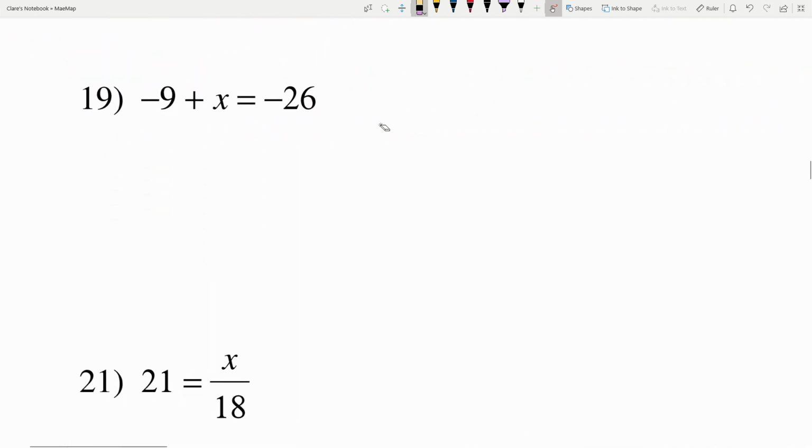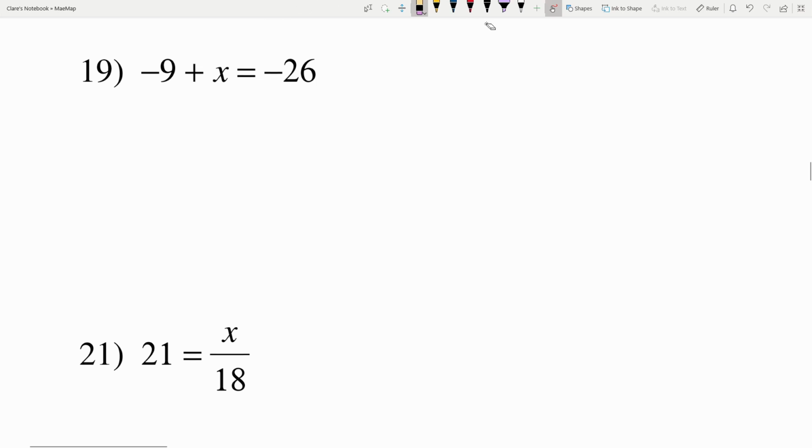So now jumping into number 19, what makes this equation true? Think about it. If we made x a negative 1, negative 9 plus negative 1 would be a negative 10. And negative 10 does not equal negative 26. So there's some value for x that will make this equation valid or true. What does that have to be?